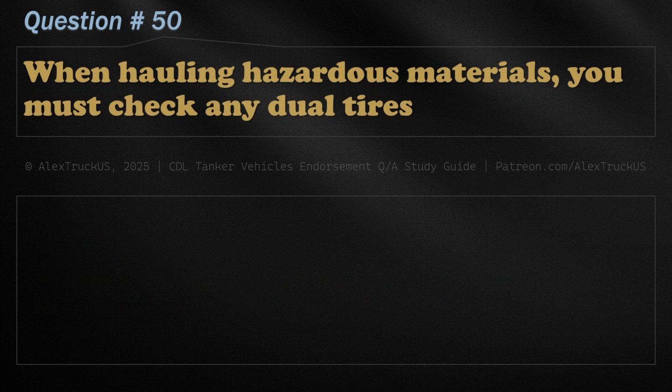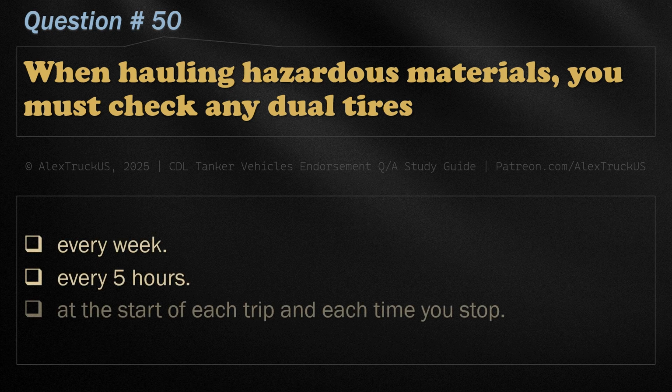Question 50. When hauling hazardous materials, you must check any dual tires. Every week. Every 5 hours. At the start of each trip and each time you stop. Correct answer is at the start of each trip and each time you stop.